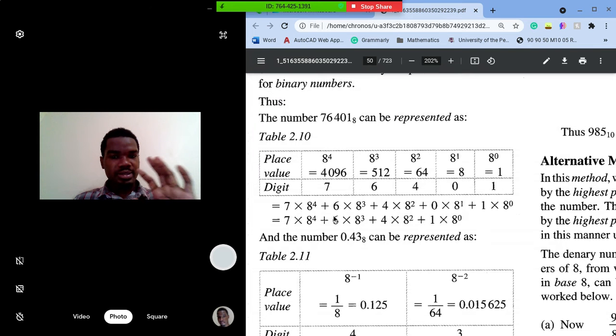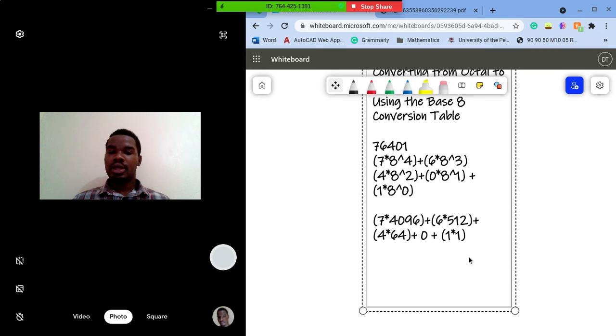So for anybody that might not get what I'm saying, all we did, guys, is just multiply the digit that we have and the place value, and we're adding them together. So we said 7 times this, 6 times 512, 4 times 64, 0 times 8, and 1 times 1. That's all we did, right? Now let's add them together.